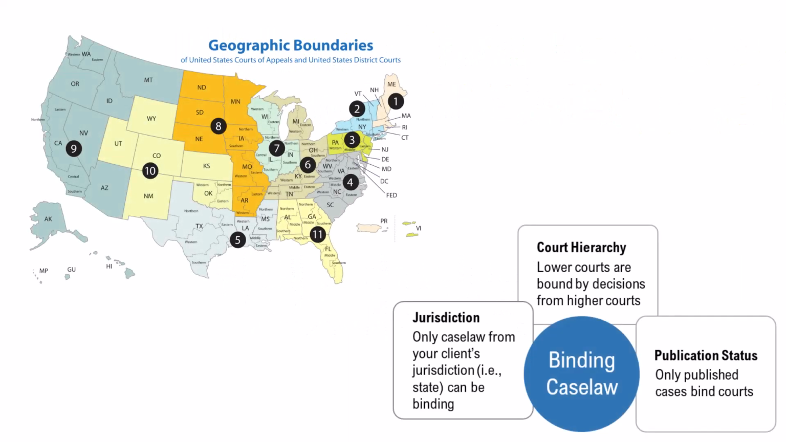So determining binding precedent in the federal system is just like in the state system. For jurisdiction, we need a map. We need to know what jurisdiction we're in. For court hierarchy, we also need a map to know what court system we're in. And for publication status, you just look at the top of the opinion. But for all three, you can just use the filters.